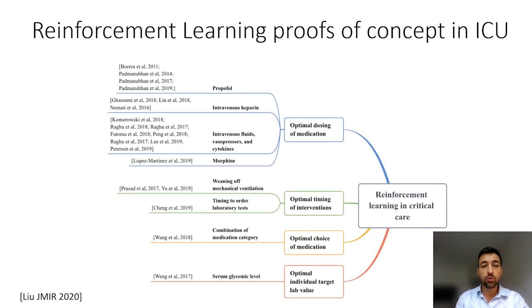Since then, reinforcement learning has been applied to a variety of tasks in healthcare and in the ICU. This is a review of such publications. And you see that reinforcement learning works for decisions that are sequential in nature and that are stochastic, so in an environment that is partially random. And in this situation, RL is capable of optimizing a decision process and suggesting an optimal course of action.